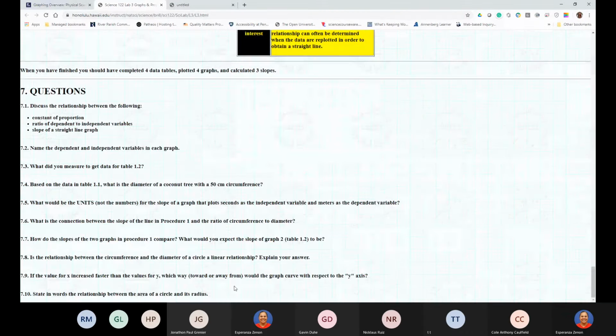And then in section 7, you have 10 questions to answer. Okay. So when you work through this, by the time you're finished, you're going to have 4 tables, you're going to have 4 graphs, and the answers to these 10 questions. Are there any questions about what you're going to do out here on this website?